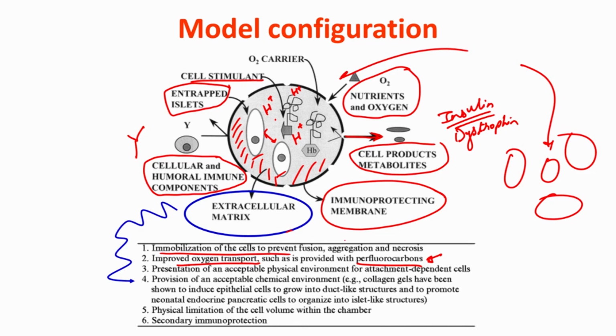Then there are other factors as well. You obviously want immunoprotection, so you want the physical limitation of cell volume within the chamber as well as immunoprotection from any antibodies, and again you want to ensure that the chemical environment is acceptable. For example, collagen gels have been shown to induce epithelial cells to grow duct-like structures if you are trying to produce some endocrine-based islet cells. So, those things should also be fairly compatible.